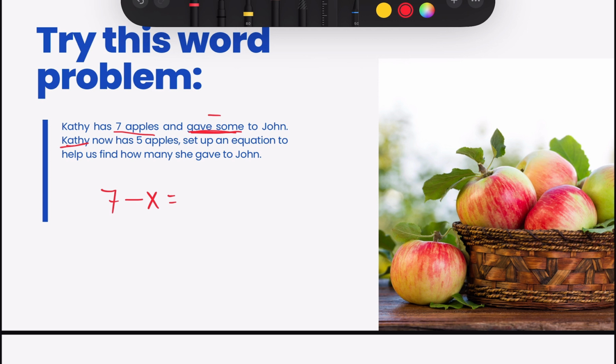And we know that whatever she gave to John, taken away from the 7 that she originally had, is now going to be 5, which is how we set up an equation. So 7 minus X is equal to 5. Now you're probably thinking, well, it's obvious. She obviously gave 2 apples away because we know that 7 minus 2 equals 5. Well, yeah, you're absolutely right.